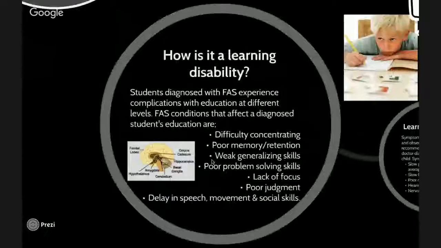Some individuals diagnosed with fetal alcohol syndrome also experience vision and hearing complications. This syndrome basically falls under the umbrella of fetal alcohol spectrum disorders, which ranges in different syndromes and characteristics for other diagnostics. So, in particular, we're speaking about fetal alcohol syndrome in this presentation.